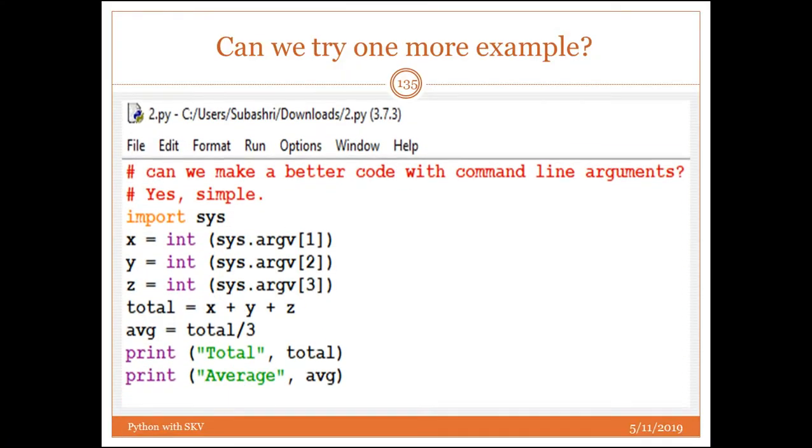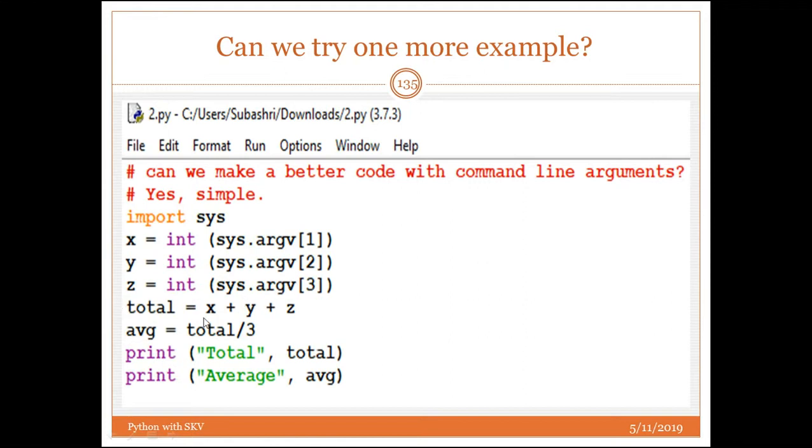So you can see that here now. What I am going to do is find out the sum and average of 3 numbers which are going to be given as input from the user from the command line. So how do you do it? Very simple. Import sys. x is equal to int of sys.argv[1]. This is the first argument. y is equal to int of sys.argv[2], the second argument. The third one is sys.argv[3].